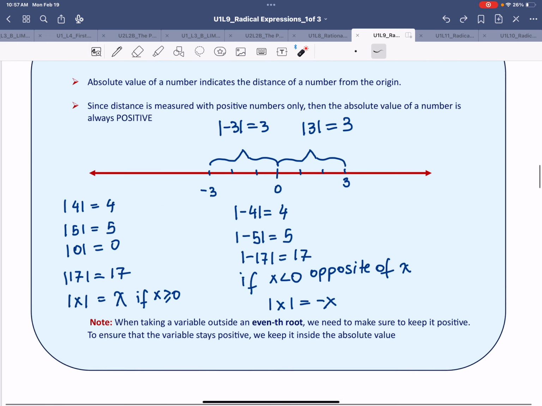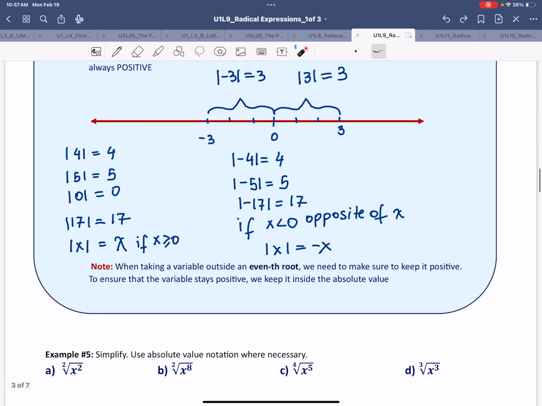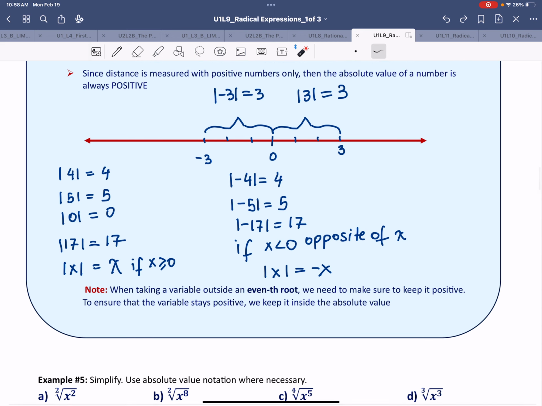So how are absolute values and radical expressions connected to each other? The story is, as we described before, that whenever we take the square root of a negative number, it doesn't exist. And that's simple and easy to understand. But sometimes when we have variables inside the square root and we want to simplify it, we need to take out x, let's say the square root of x squared. We need to take out x and we want to make sure that it stays positive. And to make it stay positive, we'll use the absolute value notation.